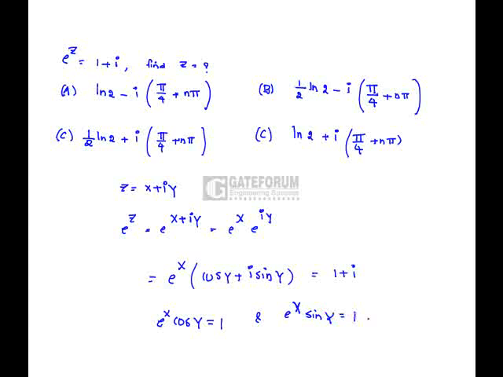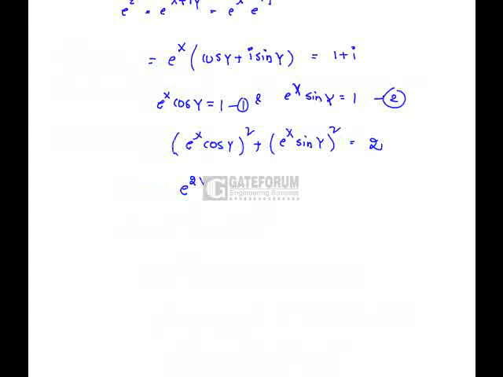So we have to decide the values for x and y. In order to decide the value for x, we have to eliminate the variable y. So we square these two equations and add them together, that is (e power x cos y) whole square plus (e power x sin y) whole square equals 2. So e power 2x equals 2, so x is nothing but 1 by 2 natural logarithm of 2.